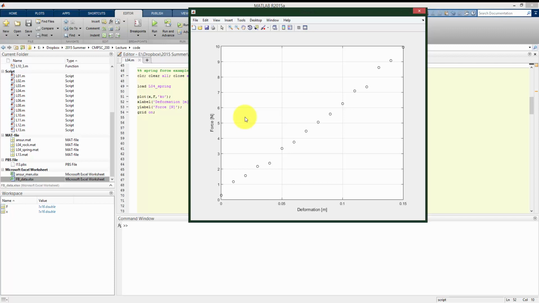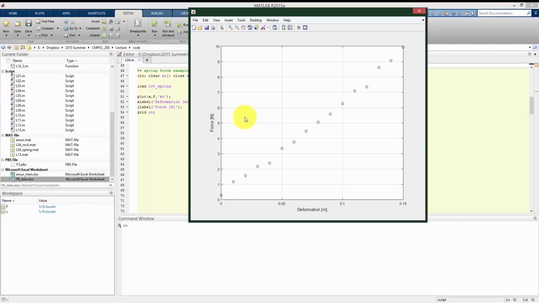So in this example, the point of doing the regression here is we're going to be able to figure out, or at least estimate, what the spring constant is for this spring. Now we know that for a linear spring, it's going to obey Hooke's law. If you remember back from physics, Hooke's law was F equals k times x.